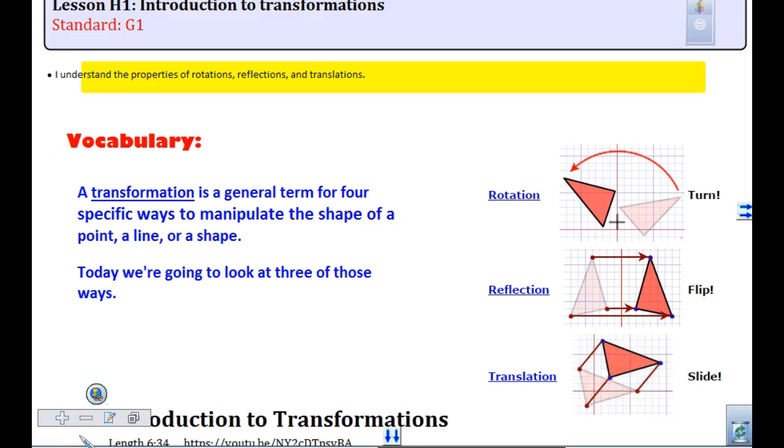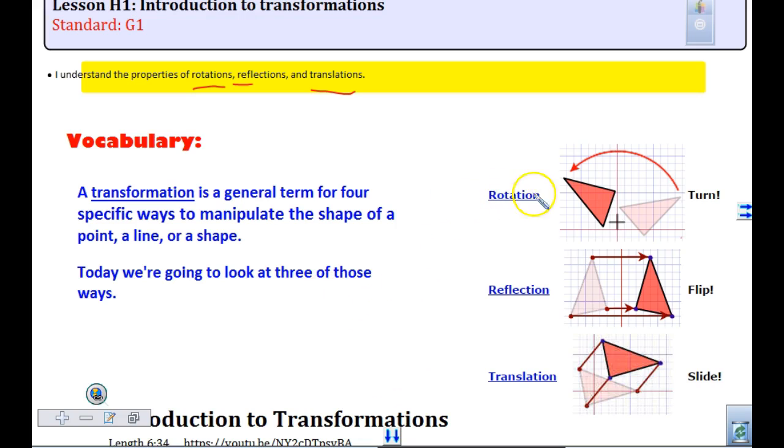About rotation, reflection, and translations. Last year you did these three. You did rotations, you did reflections, and you did translations. So the vocabulary: a transformation is a general term for 4 specific ways to manipulate the shape of a point, line, or another shape. Today we are going to look at 3 of them.